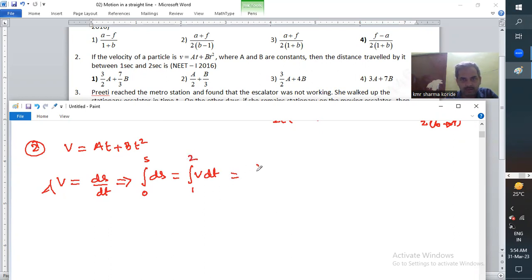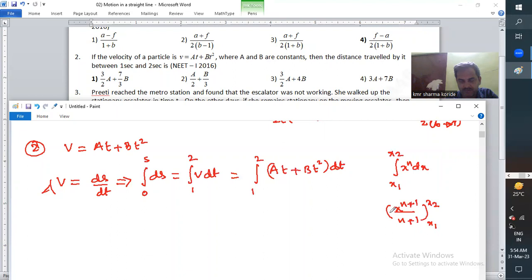Now, you write v is given as at plus bt square with dt. So, lower limit is 1, upper limit is 2. So, don't forget the principle of integration. Integration of x to the power of n dx, in case the lower limit and upper limit are given like this, don't forget x to the power of n plus 1 by n plus 1. So, substitute the upper and lower limits in place of x. So, you'll finally get like this.